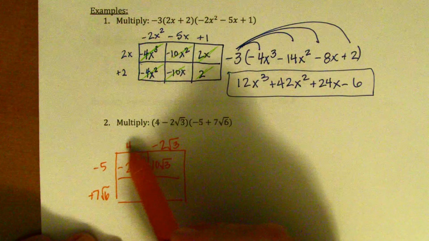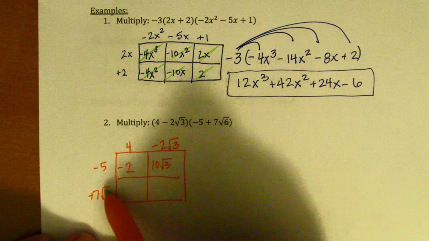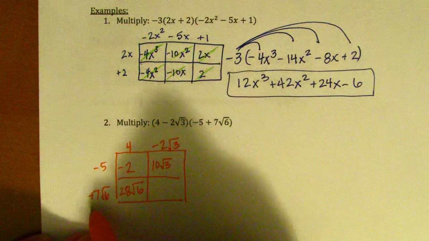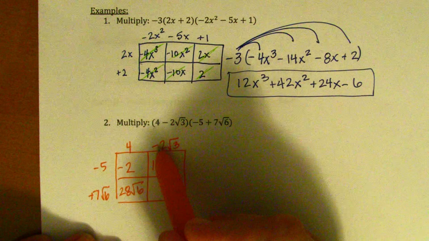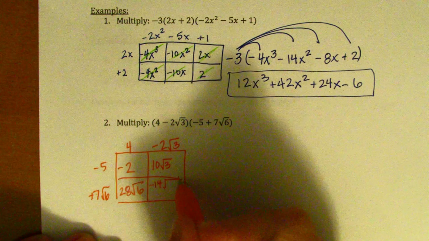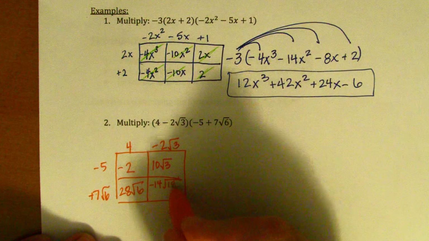Same here. This does not have a square root attached to it, so the numbers out front get multiplied. 4 times 7 is 28, square root 6. And then here I have the square root of 6 and the square root of 3, and then I have 7 and negative 2. So 7 times negative 2 is negative 14. And the square root of 3 and the square root of 6, 3 times 6 is 18.